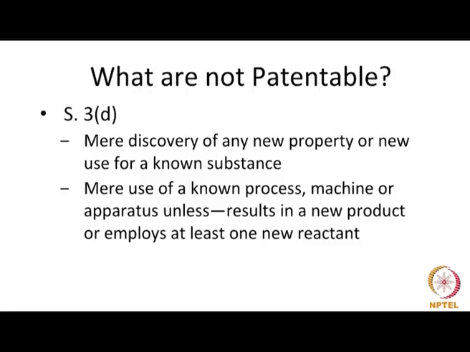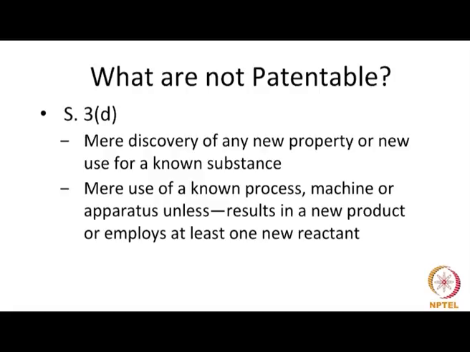The third part of section 3D states that the mere use of a known process, machine or apparatus, unless such known process results in a new product or employs at least one new reactant, will not be regarded as an invention. So, the earlier part pertained to use of a known substance. In this case, it is use of a known process, machine or apparatus. Now, using a known process, machine or apparatus will not qualify for the grant of a fresh patent, because the use of the process is already known, or the machine or the apparatus is already known.